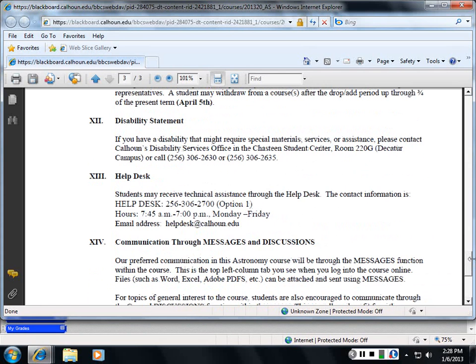Disability statement. If you have a disability, please contact Calhoun's Disability Services Office in the Chastain Student Center, room 220G. Call one of those numbers and let me know so that we can make this the best possible experience for you in this course.